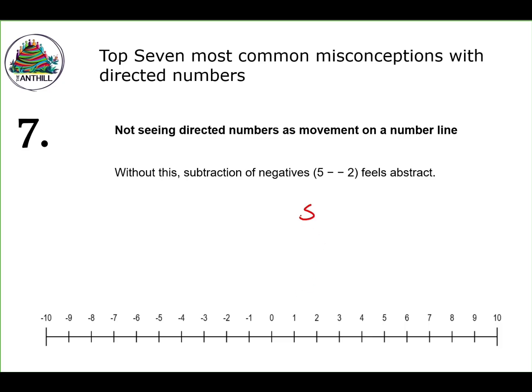So the example we've got here, we've got 5 take away negative 2. Immediately I like to put a bracket around it, because then that separates the operator from the actual sign, making this a negative number. Okay, so we're starting off with 5. This is our starting point, so we can highlight 5 on our number line. A way to start thinking about this is that the number 5 is 5 positions away from 0 in the positive direction.